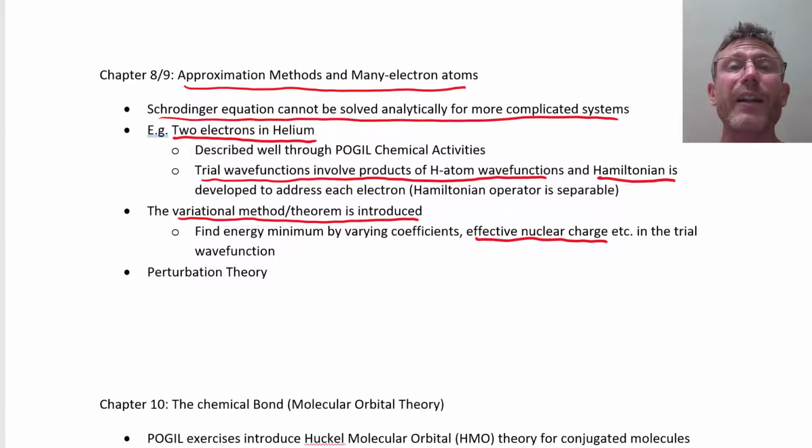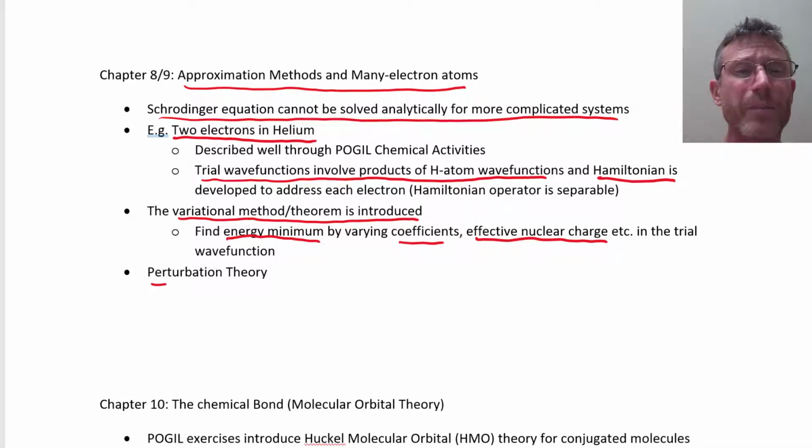So we always calculate using quantum mechanics an energy that's higher than or equal to the true energy. So we know we're never going to go below. So by finding the energy minimum using calculus, we can vary the coefficients, we can vary the effective nuclear charge in the trial wave function, and we can come up with a better description of the system. Remember, the wave function is a complete description of the system.